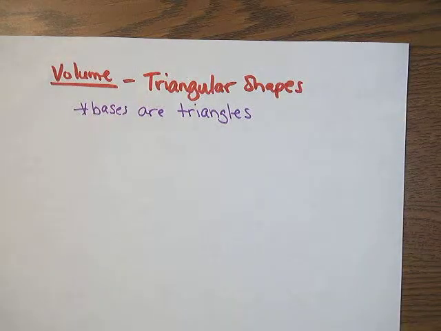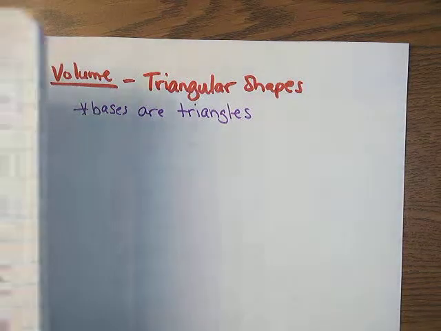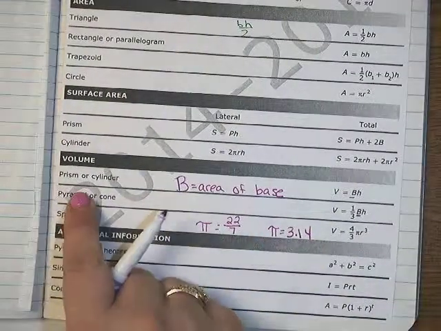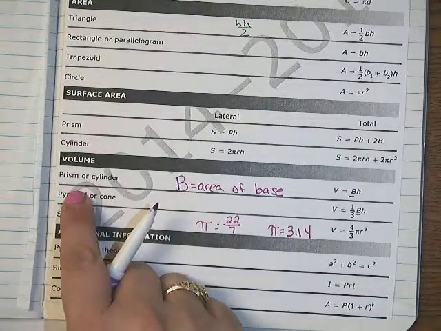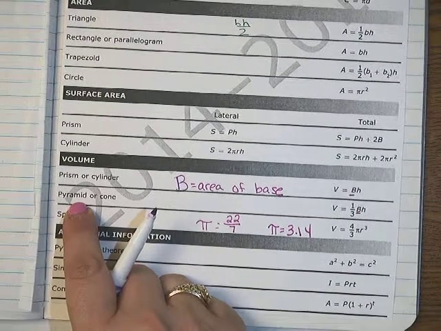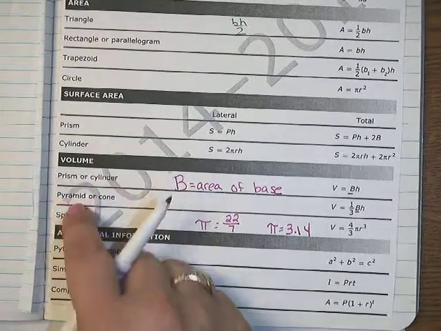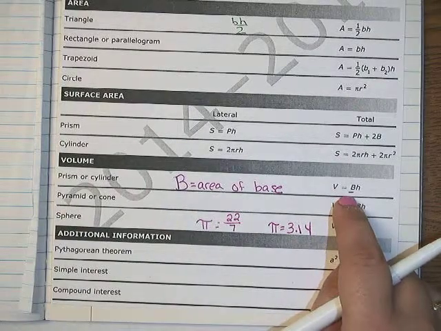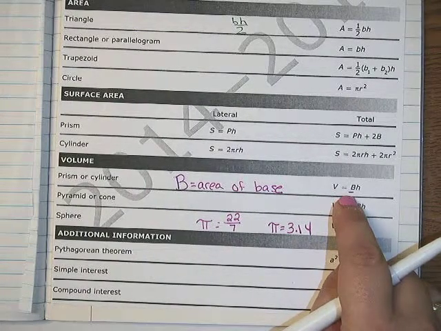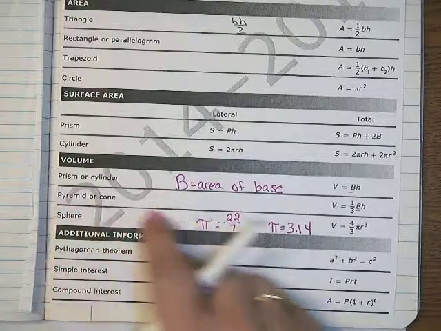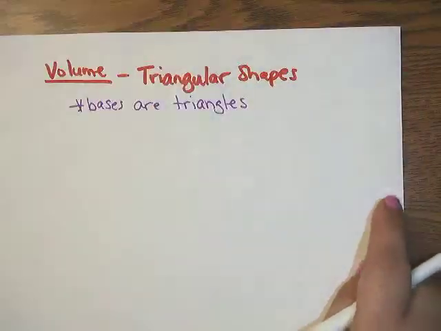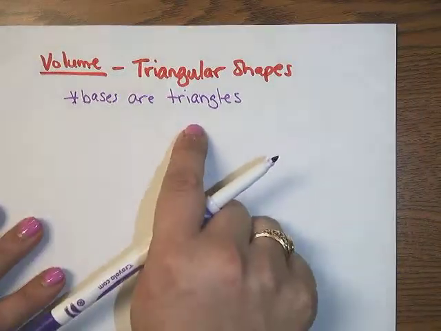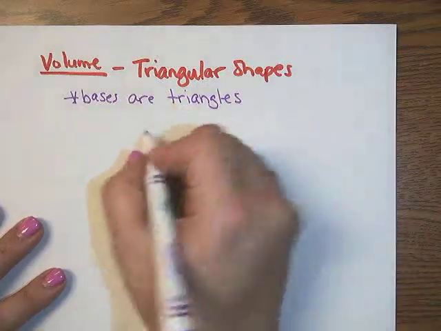Okay? If you look at your formula chart, when we talked about triangular prisms and triangular pyramids, does it say triangular prism or triangular pyramid? No, it just groups them all together. So, remember we have this capital B, which means what? Area of the base. For pyramids, we have the capital B. So, it's important to know that our base is a triangle.